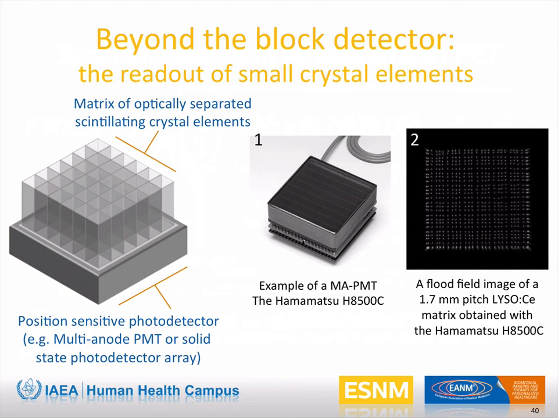The multi-anode photomultiplier tube H8500C by Hamamatsu. In Figure 2, you can see how well a 1.7 mm pitch LYSO crystal is separated into small spots using this kind of PMT. These PMTs are widely used in preclinical systems, but because of the high cost, they were never used in actual clinical systems.